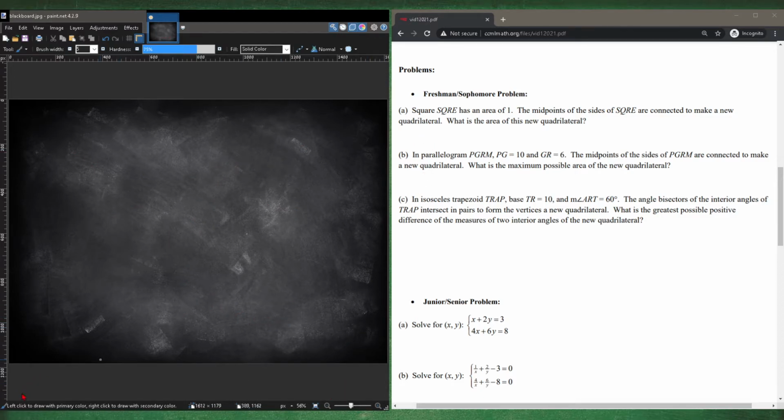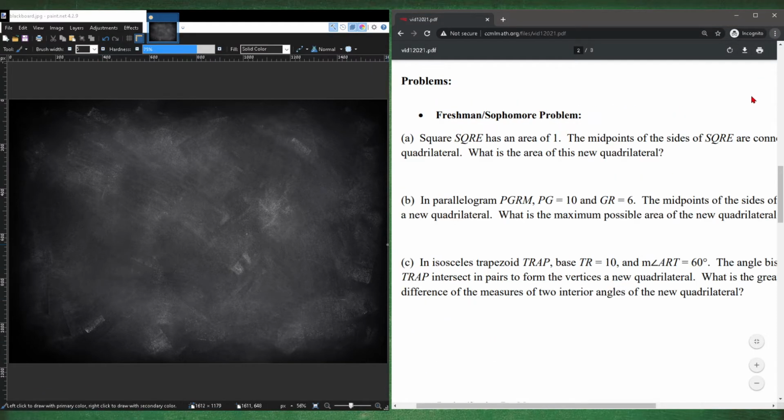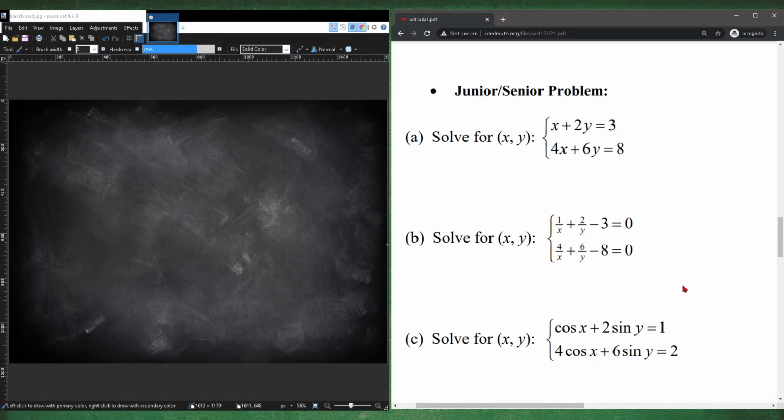Okay, now let's deal with the junior and senior questions. And let me zoom in. Oops, that's a little too much. Okay, so let's solve number one.